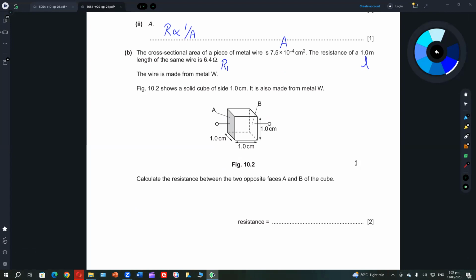So let's find the area. It's a cube. Cube means all sides are equal. So this area will be 1 into 1. So area will be 1 centimeter square. Let's say it is A2. This is L1. This is A1. And what is asking? Calculate the resistance. So it means he's asking the second resistance. This is the second length.